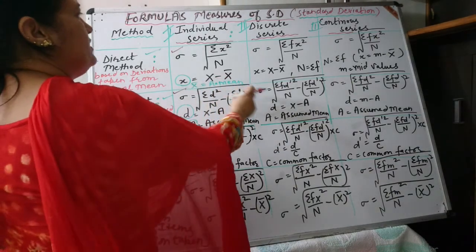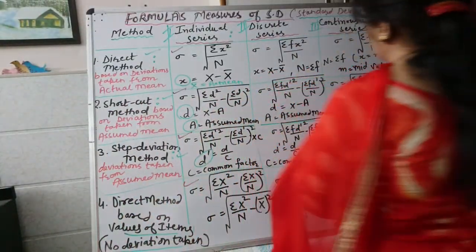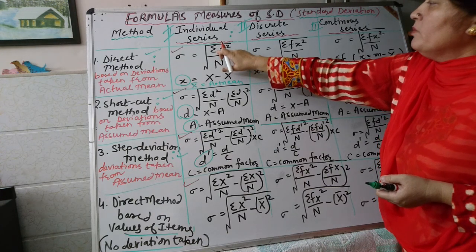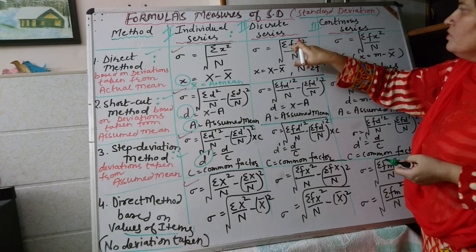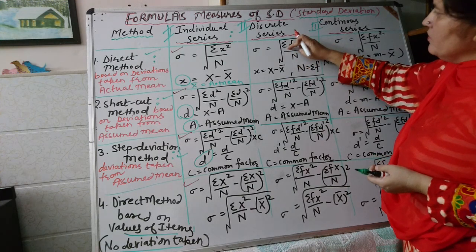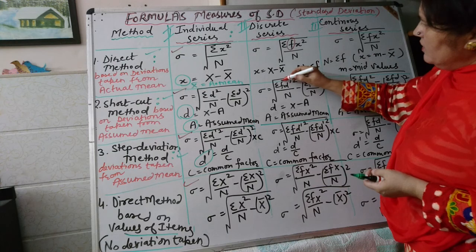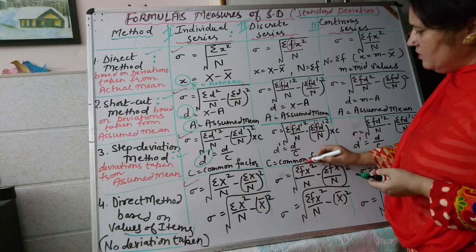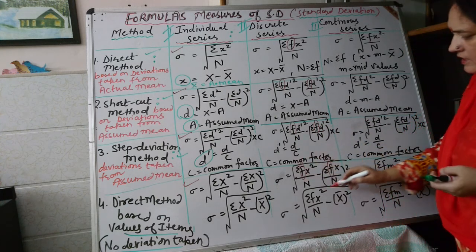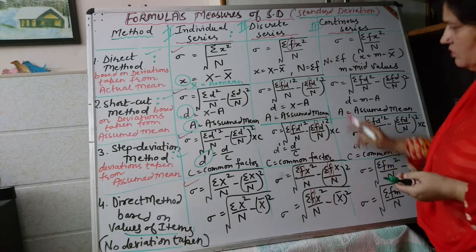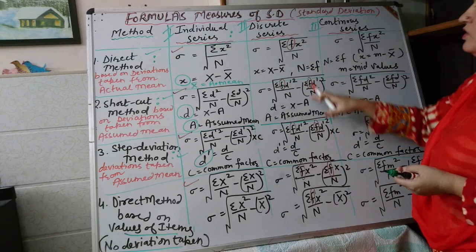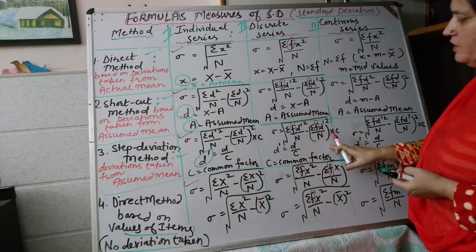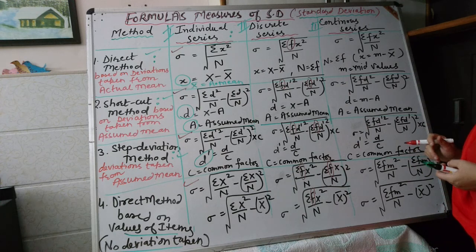Then for the discrete series, standard deviation is equal to the square root of sigma fx square divided by n. Now instead of x, we are multiplying the values of x with f. Here frequency will be given, so we just add frequency to the direct method and we can calculate. All the frequencies will be multiplied either with small x or with d or with d dash.